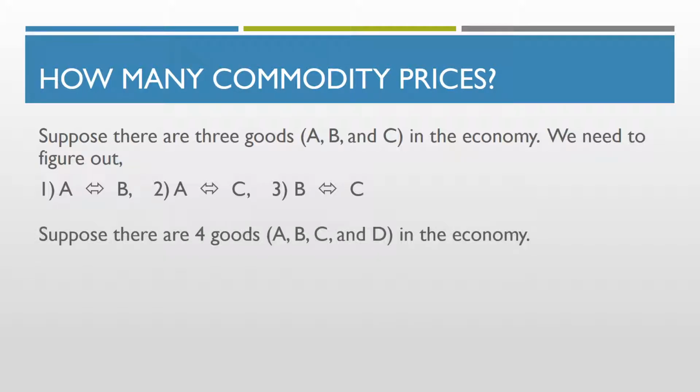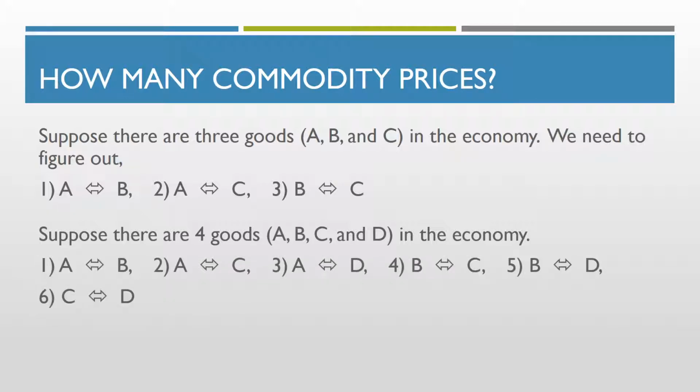Well, when there are 4 goods, A, B, C, and D in the economy, you can easily see how this expands. So we have to figure out how many good A's equals how many good B, how many good A equals how many good C, how many good A equals how many good D, and how many good B equals how many good C, and such.